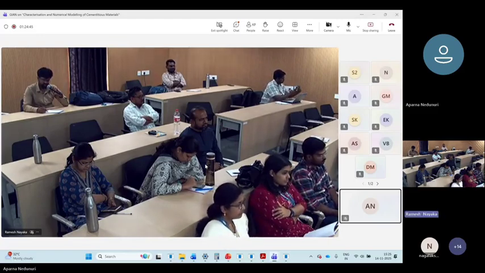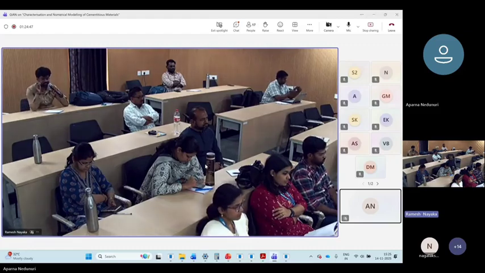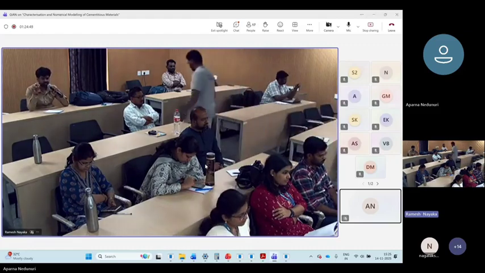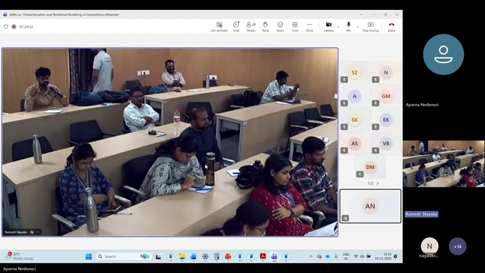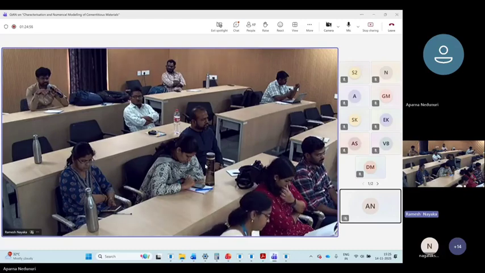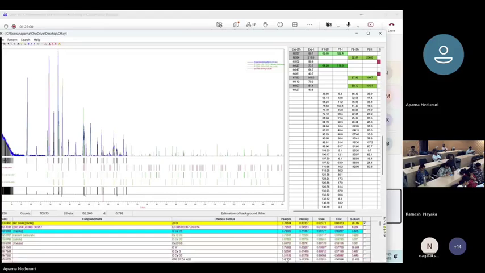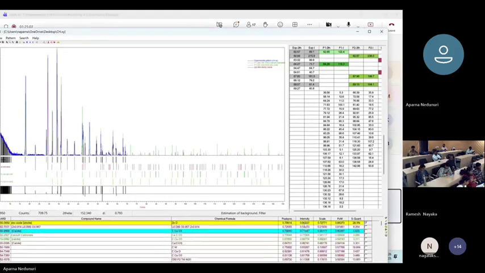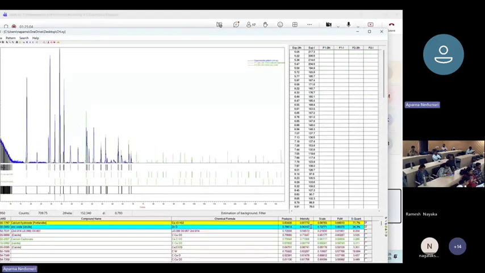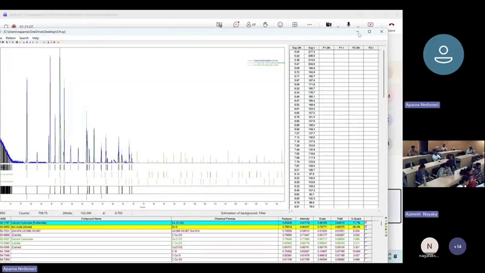In the X'Pert HighScore software, there is one more thing called a matching score, a score given by the software on whether this mineral phase is present or not, like green color, red color. Would you please explain? That I am not totally aware of. I'm sorry for that. Oh, no problem.